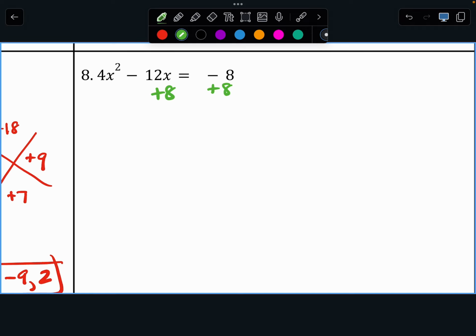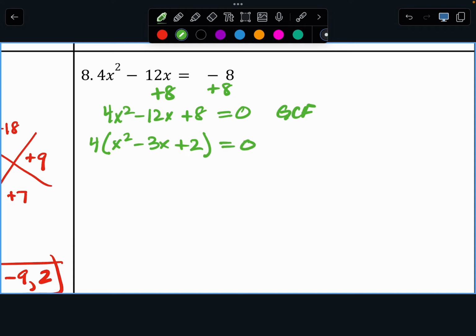Now, the way that I wrote this, can I add those two terms? Negative 12x plus 8. Can I do that? No, I just have to put it there because an x and a no x can't add. So this becomes 4x squared minus 12x plus 8 equals 0. Then I can do a GCF, which is 4 times x squared minus 3x plus 2 equals 0.